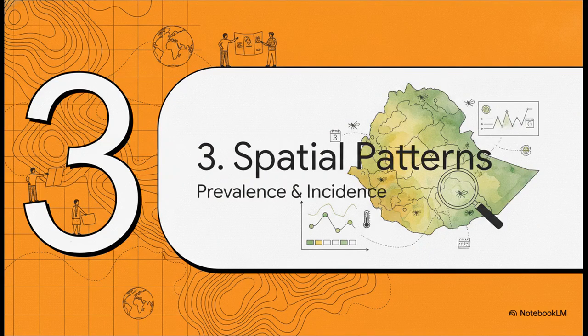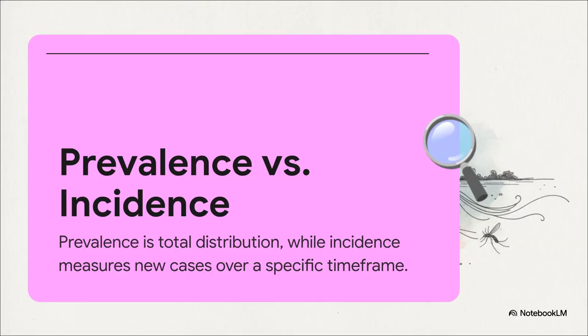Section 3. Prevalence, incidence, and patterns. Mapping these spatial and temporal distributions is an absolutely crucial geographical skill. First things first, we must explicitly clarify the difference between prevalence and incidence. Examiners are sticklers for exact geographic terminology.